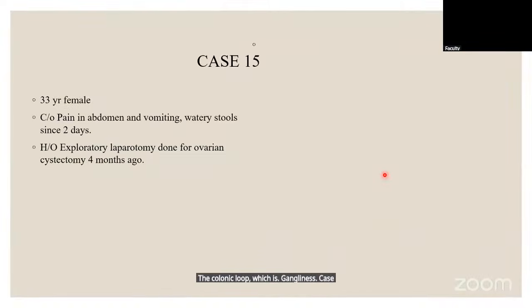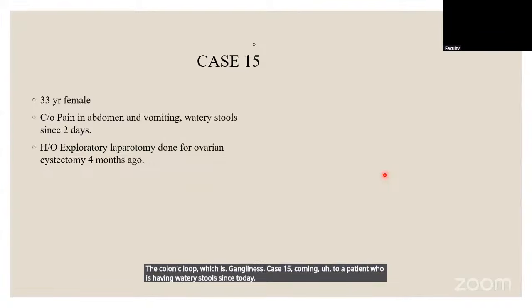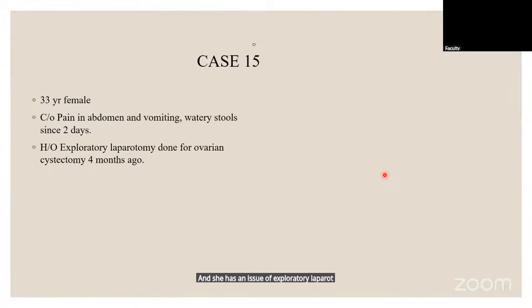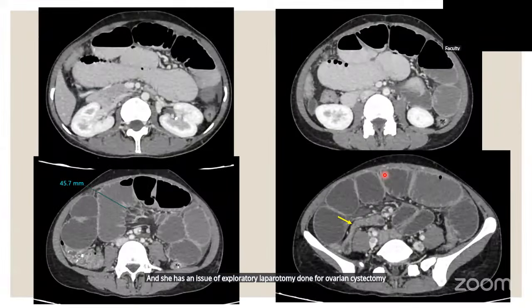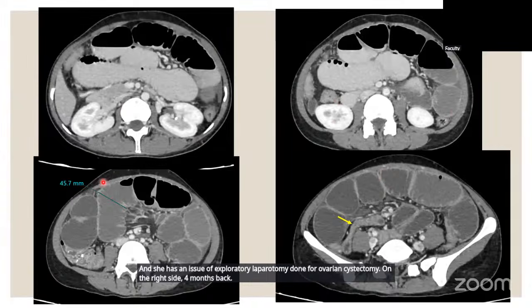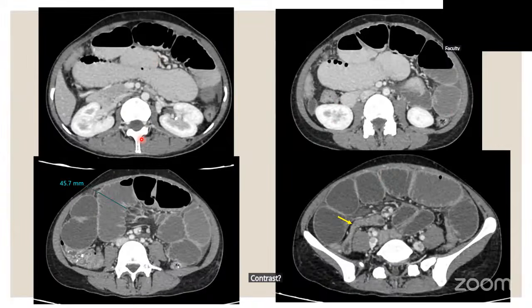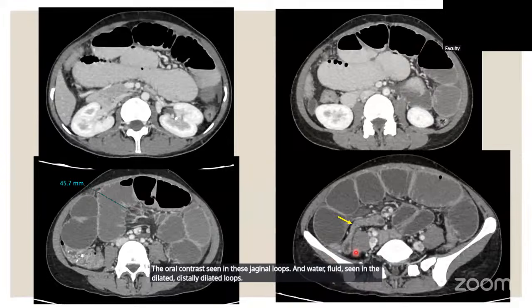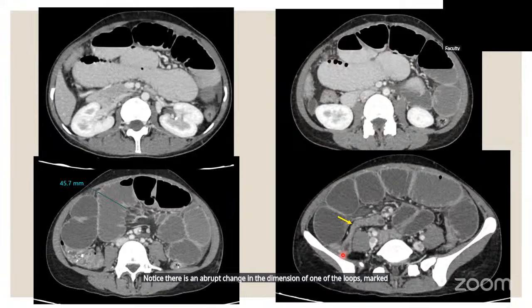Case 15, coming to a patient who is having watery stool since 2 days, and she has a history of exploratory laparotomy done for ovarian cystectomy on the right side 4 months back. Contrast, jejunal loops and the ileal loops. So there is dilatation of these jejunal loops with oral contrast seen in these jejunal loops and watery fluid seen in the distally dilated loops. Notice there is an abrupt change in the dimension of one of the loops, marked by yellow arrow.